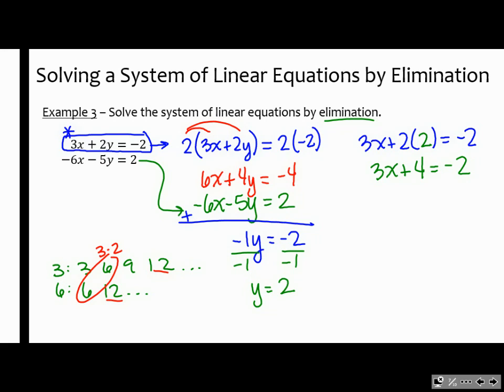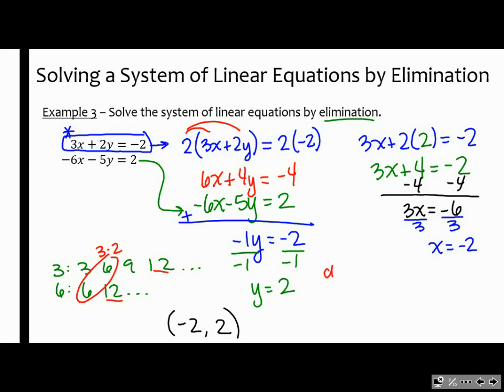To solve the two-step equation, we'll first subtract 4 from each side, getting rid of our constant on the left. -2 subtract 4 is -6. And the final step, division property of equality, divide by 3 to get -2. So our solution appears to be the ordered pair. X is -2, y is +2.